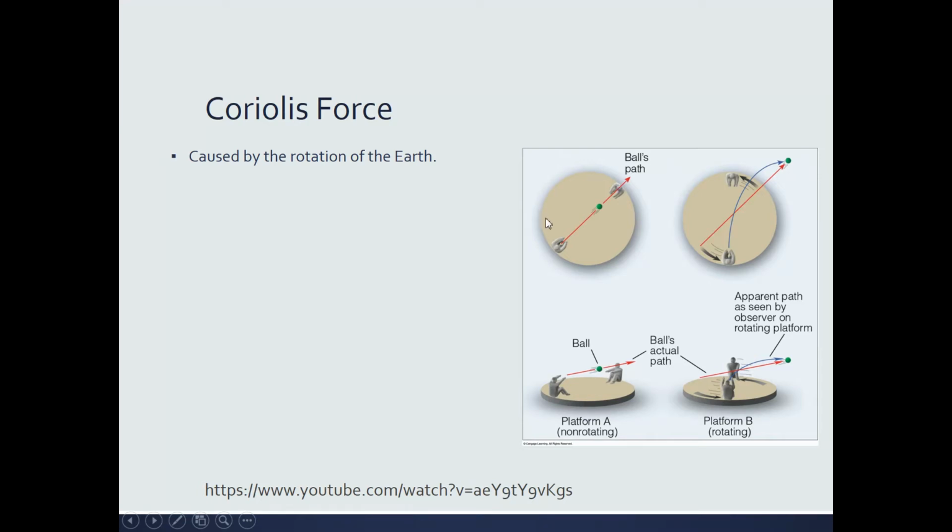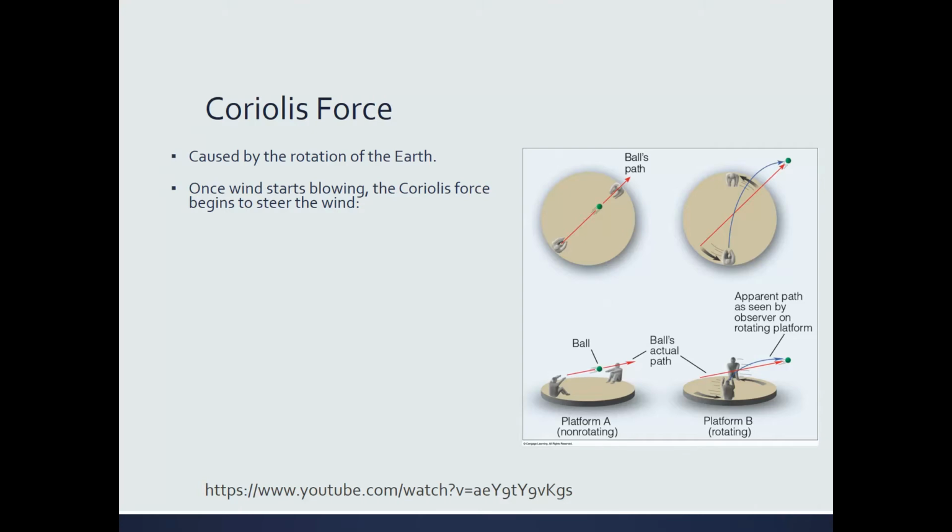However, if you were to begin to spin this merry-go-round, the ball will still go on a straight path. However, because you and your partner are going to be moving, that's going to make it seem as if the ball has deflected. So it's actually not the ball that's changing position, it's you that's changing position. Since we live on an Earth that rotates, objects that are traveling feel this same deflection.